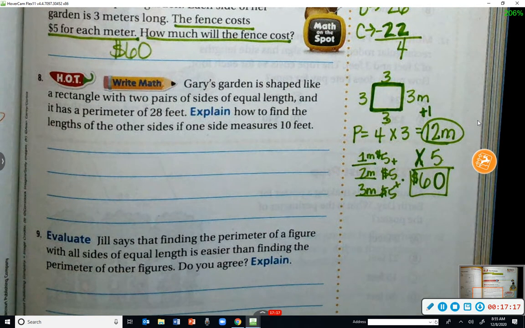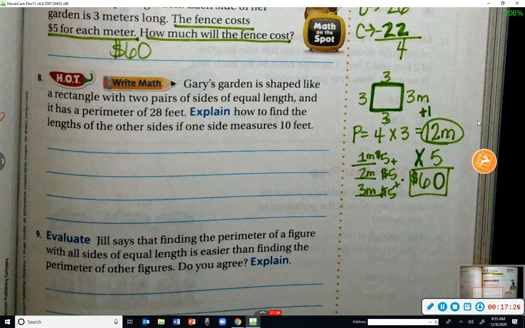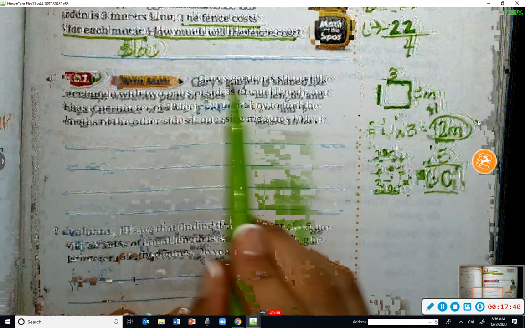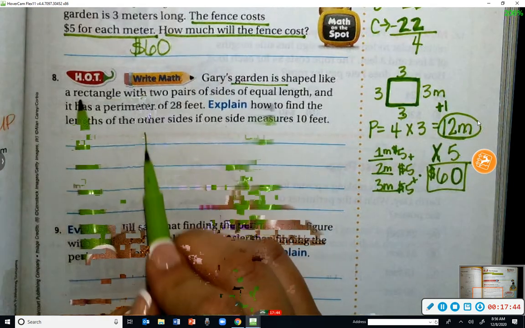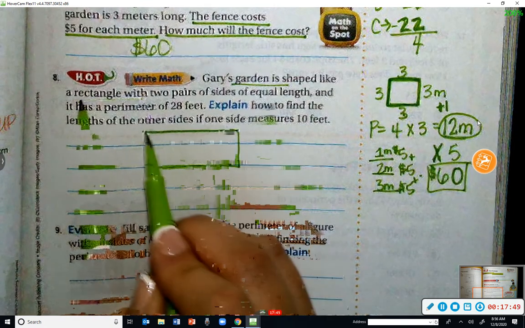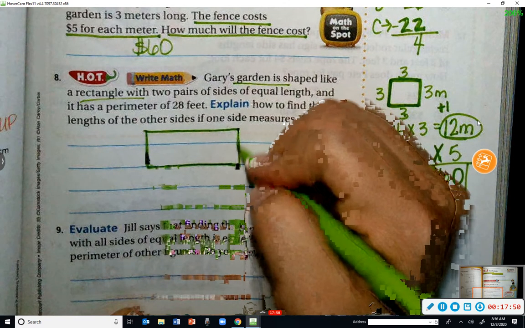Gary's garden is shaped like a rectangle with 2 pairs of sides of equal length, and it has a perimeter of 28 feet. Explain how to find the lengths of the other sides if one side measures 10 feet. Okay. I want everyone to draw a picture of this rectangle they're talking about for his garden. His garden is shaped like a rectangle, and we know a rectangle is special because why? Bryson told us in the very beginning. Why is a rectangle special?